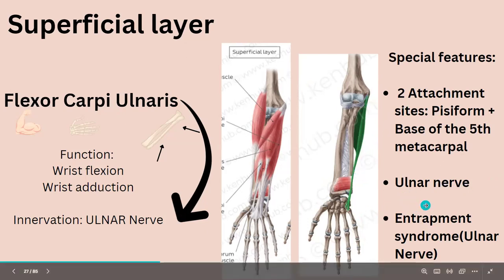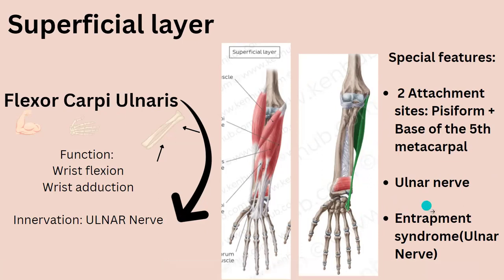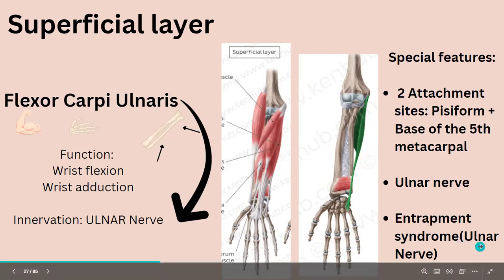Similar to the pronator teres, there's also a special feature right here, the entrapment syndrome. Basically, the ulnar nerve gets impinged here if the muscle hypercontracts or there's anything wrong with the muscle. It can bring upon weakness to the ulnar nerve, or even permanently damage it.